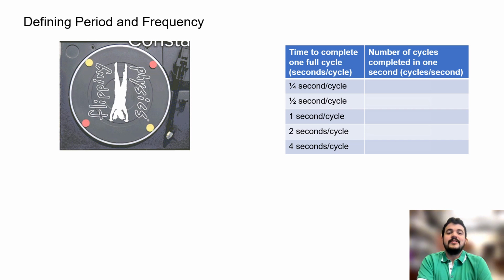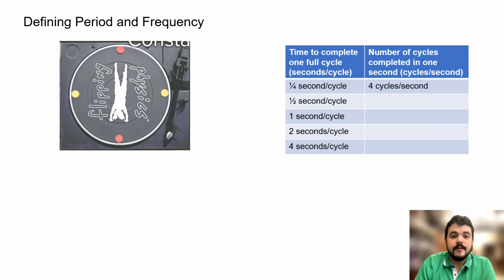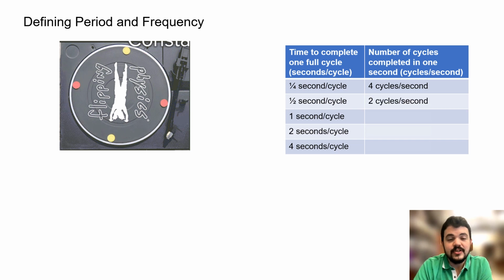All right. So if it takes 1/4 of a second to complete a cycle, then that means we can fit 4 full cycles in a whole second. Right? So 1/4 of a second per cycle means we can get 4 cycles in 1 second. If it takes a half a second to complete a cycle, then we can get 2 full cycles completed in 1 second. This is the hard one. If it takes us 1 second to complete a cycle, then we complete 1 cycle in a second.